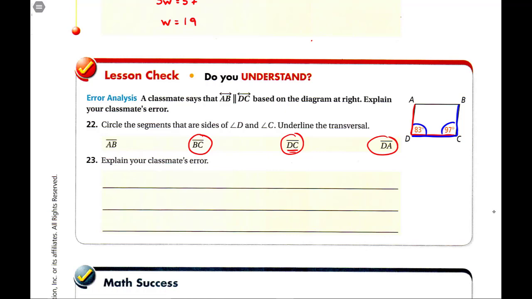If you need to replay that to hear it again, I'll say it one more time. We had angle ADC, that's what I've drawn there in red, and angle BCD, which I've drawn in blue, are supplementary. They add up to 180 degrees, and they are same side interior angles. So AD and BC are parallel to each other by the converse of the same side interior angles theorem.